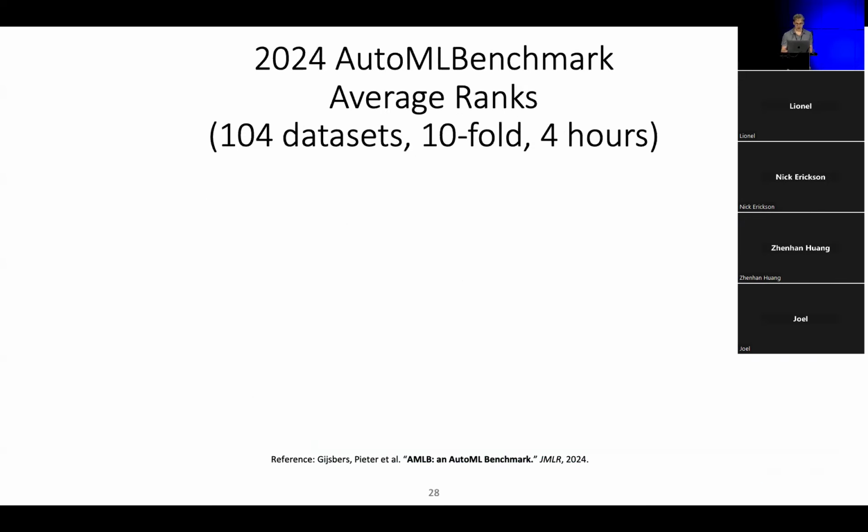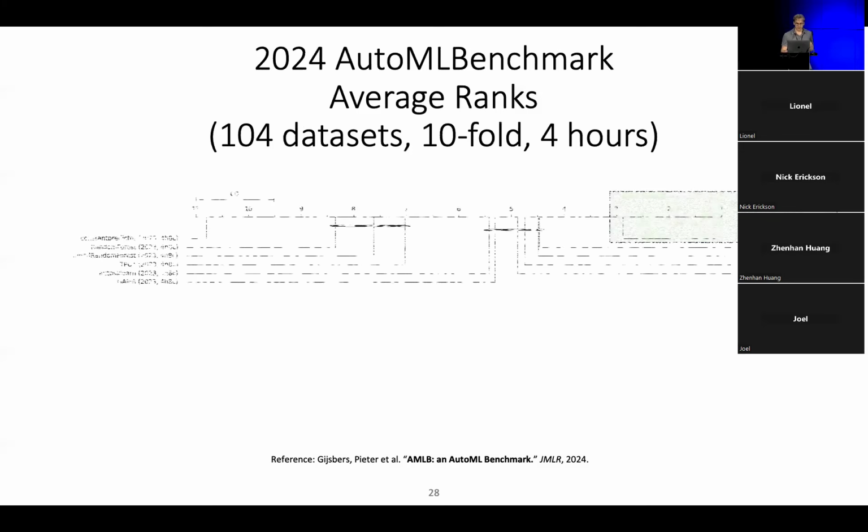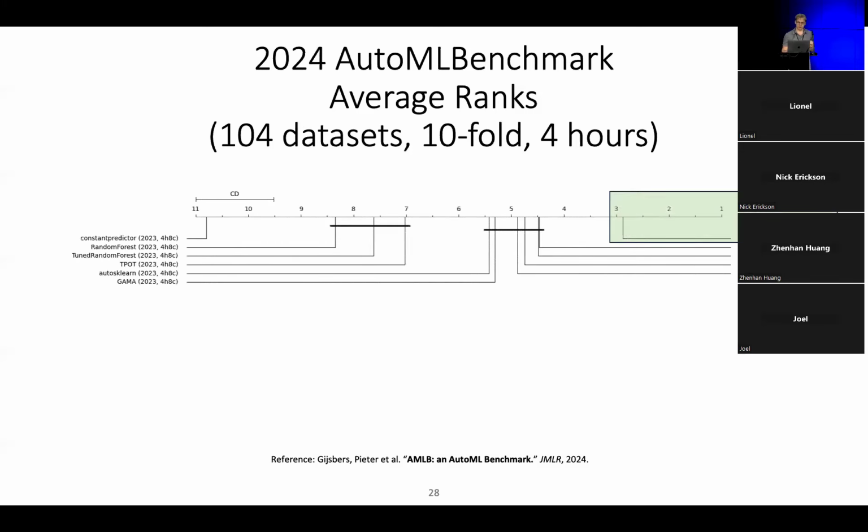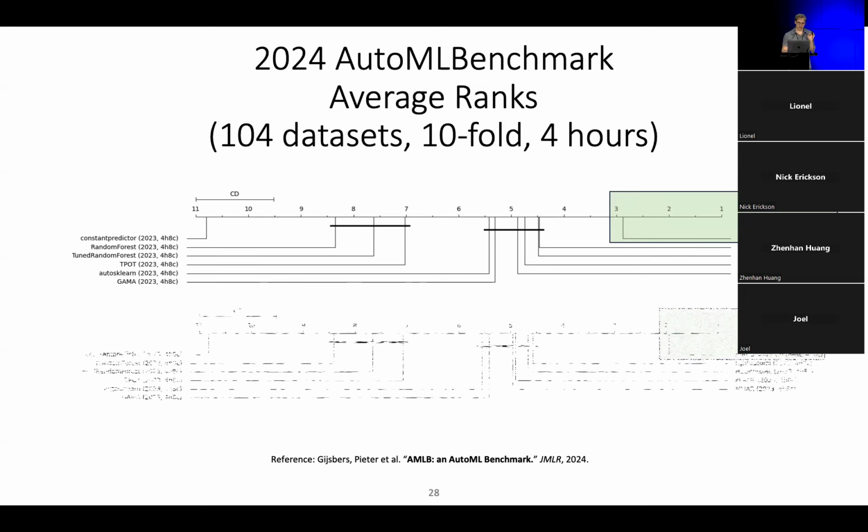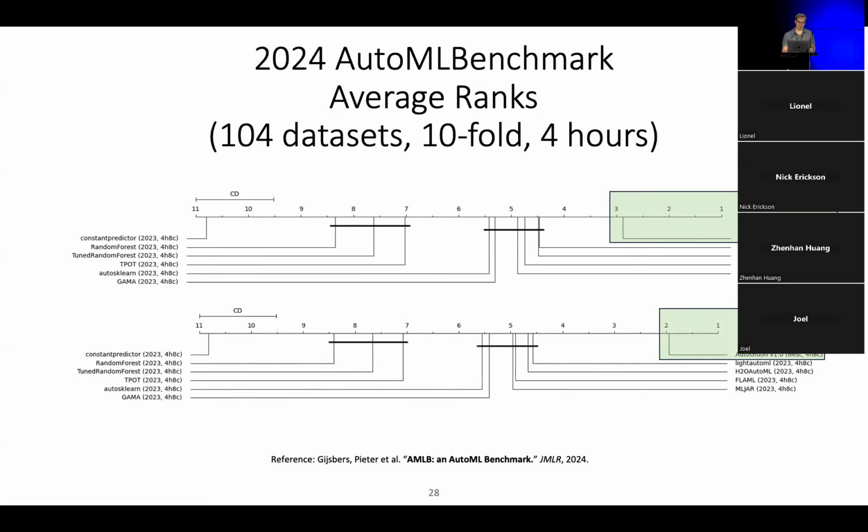And in terms of the AutoML Benchmark 2024, these were the original results with AutoGluon 0.8 in the paper. Then with AutoGluon 1.0, we go from an average rank of around 3 to an average rank of around 2, which is a pretty large improvement.